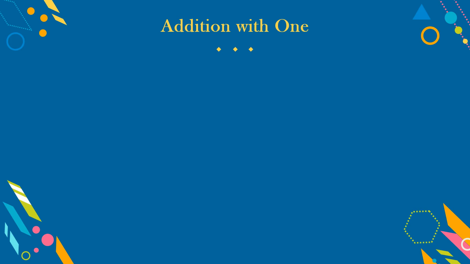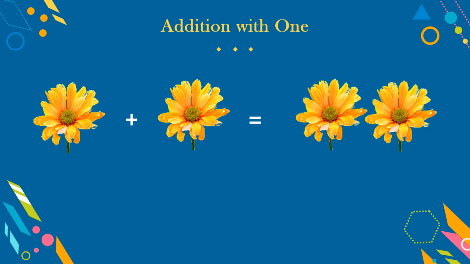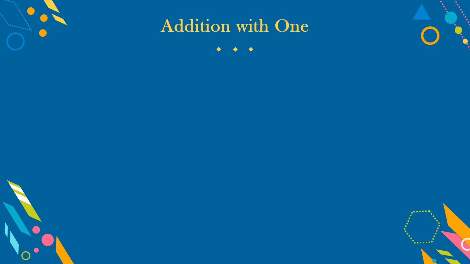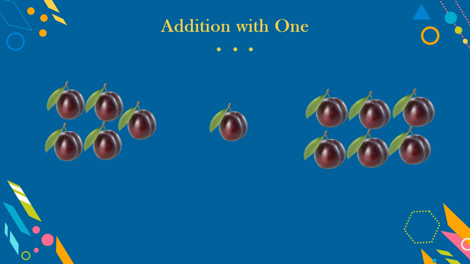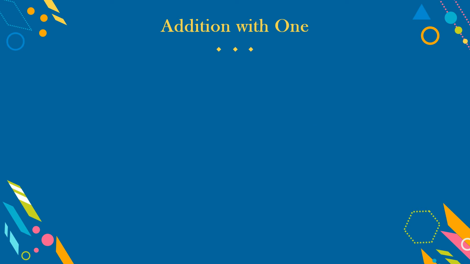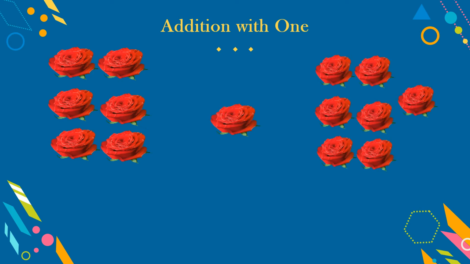Here we have an example. 1 flower plus 1 flower. We have 2 flowers altogether. So we can write 1 plus 1 equals 2. And 2 comes after 1. Here we have 5 plums. 1 more plum. We have 6 plums altogether. So we can write 5 plus 1 equals 6. We have 6 flowers, 1 more flower. We have 7 flowers altogether. So we can write 6 plus 1 equals 7.